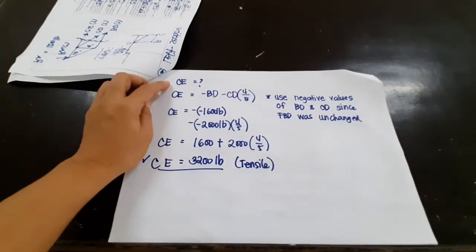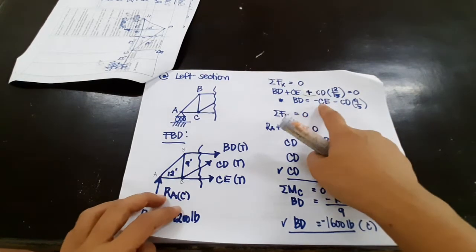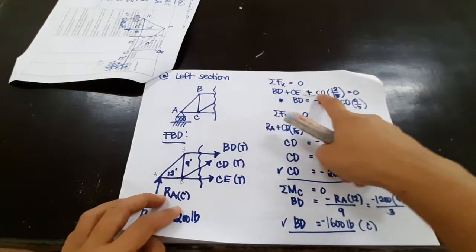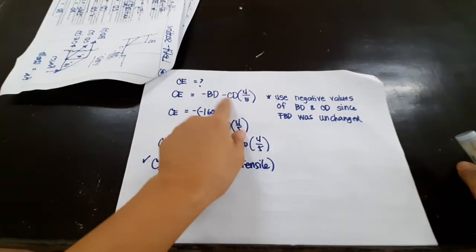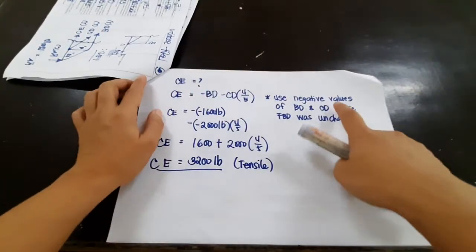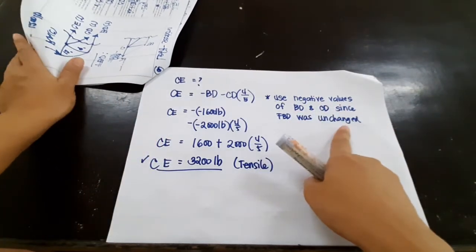So what is CE? From the equation previously, we can manipulate this and just solve for CE. CE is equal to negative CD minus BD. We use the negative values of BD and CD since the free body diagram was unchanged.